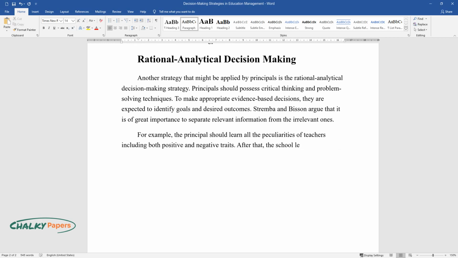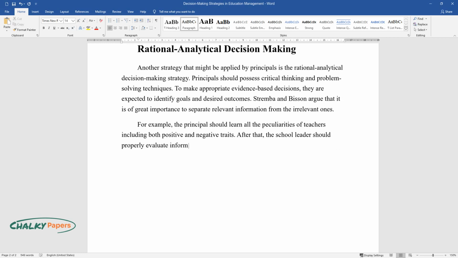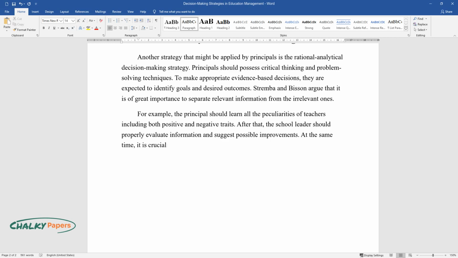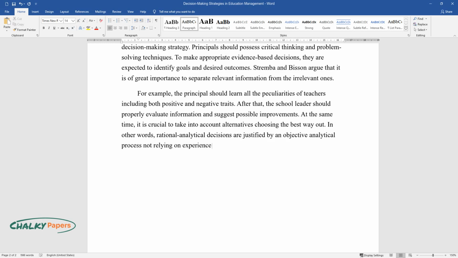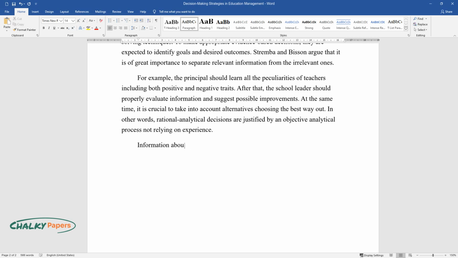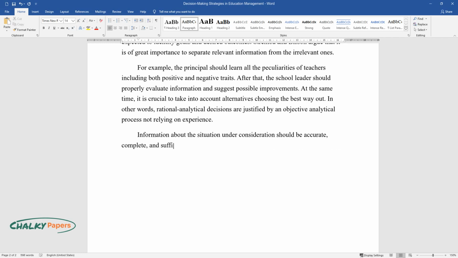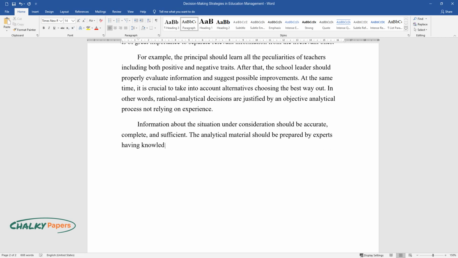After that, the school leader should properly evaluate information and suggest possible improvements. At the same time, it is crucial to take into account alternatives, choosing the best way out. In other words, rational analytical decisions are justified by an objective analytical process, not relying on experience. Information about the situation under consideration should be accurate, complete, and sufficient. The analytical material should be prepared by experts having knowledge and experience in the corresponding area.